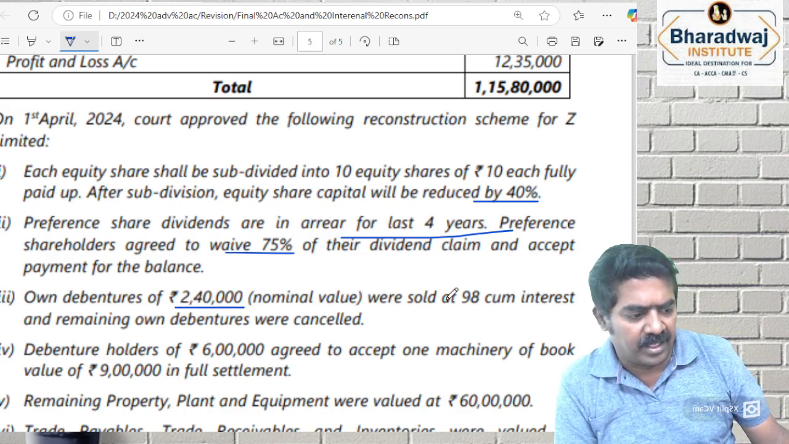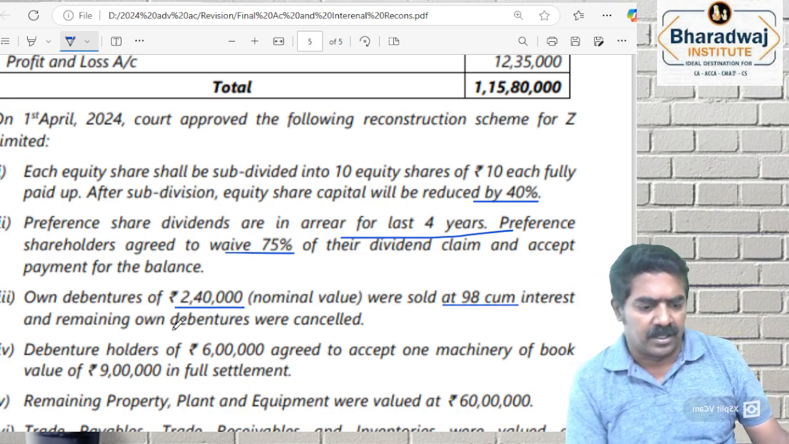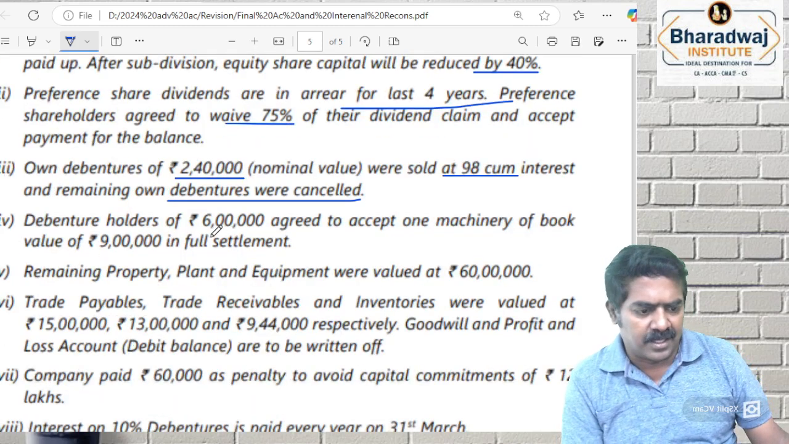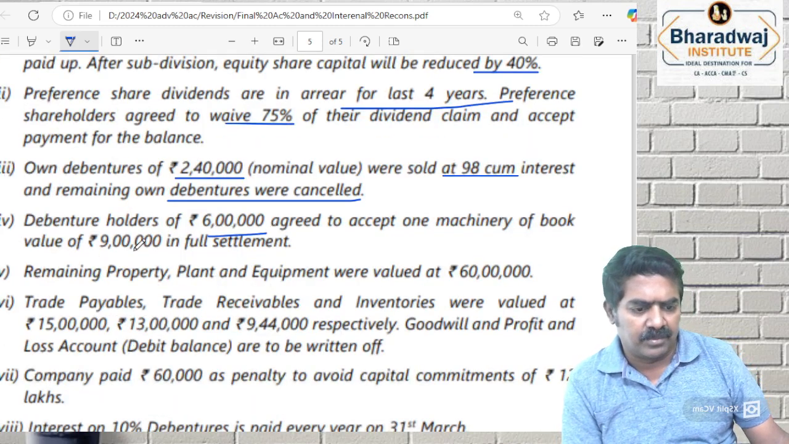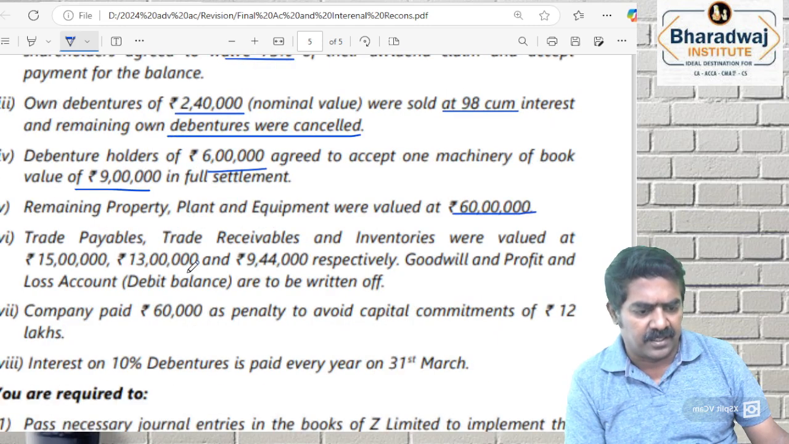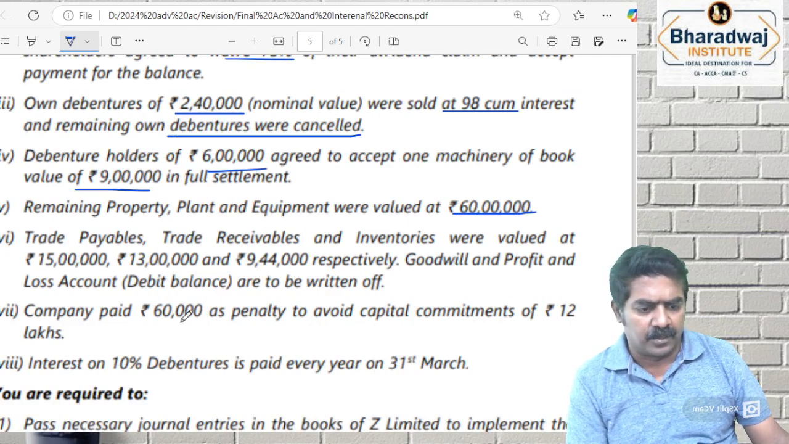2,40,000 nominal value of debentures were sold at 98. Remaining debentures were cancelled. Debenture holders agreed to accept freehold property for full settlement. Remaining property is valued at 60 lakhs. They have given adjustment for value. Goodwill, P&L account, etc. to be written off.